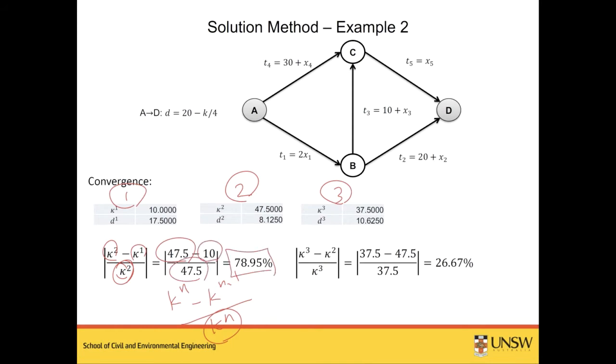It's 78%. That's super large. So that was iteration 1 to iteration 2. From iteration 2 to iteration 3, I have K3 minus K2 divided by K3. So it's 37 minus 47 divided by 37. It's 26%. Yes, it's got smaller, but it is still too large. And that actually means we need to keep going a few other iterations, or maybe a lot more iterations, until we reach convergence.